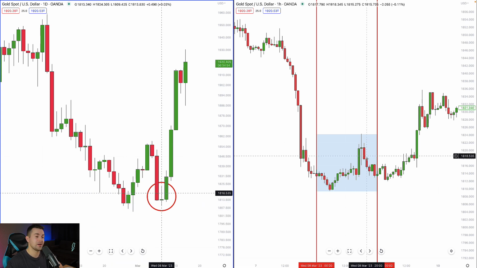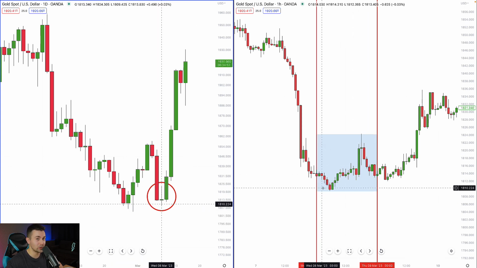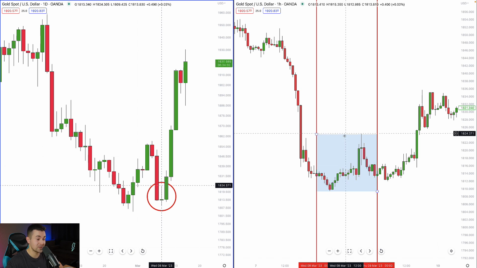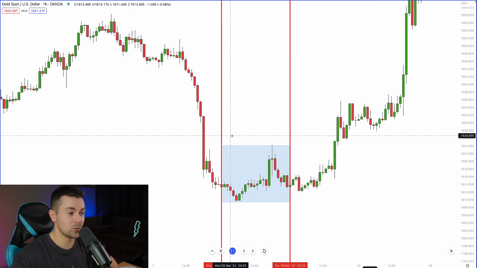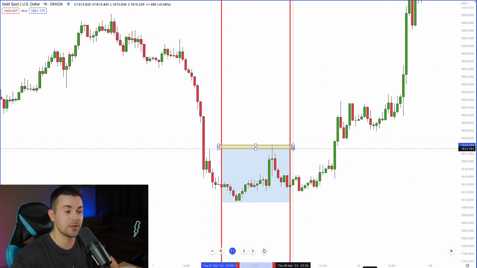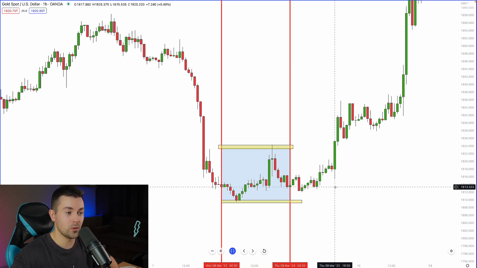Now, here in gold, we have a very nice Doji candle on a daily time frame on a key support, and monitoring how the market was trading within that candle, we can spot the range. Here on an hourly time frame, the market was coiling. Yes, and here we got the resistance of the range, and here we got the support of that range.